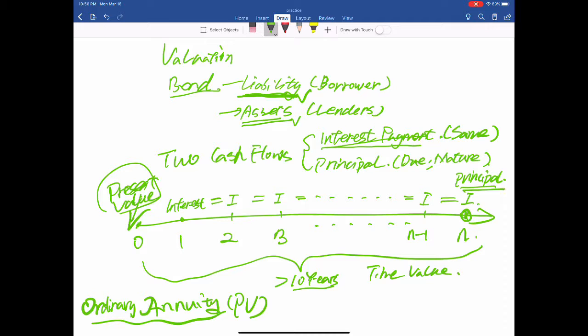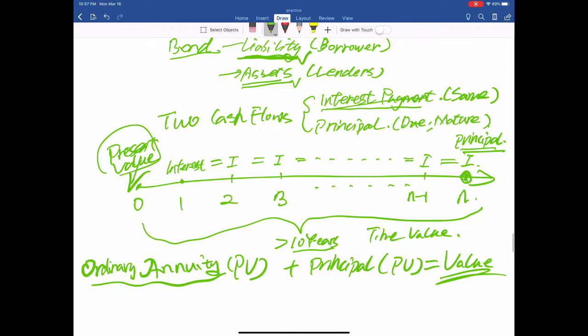Then the principal, which is paid by the end of n, is just one cash flow, right? So actually we can calculate the present value of the principal. And this is a single sum problem. And the sum of both is the value of the bond. Okay, so this is the value we report as a liability in the borrower's balance sheet or as an asset in the lender's balance sheet. But here, there's some problem. Let's move down.